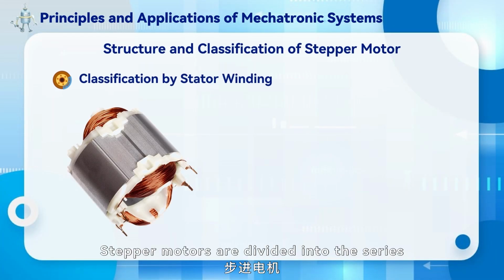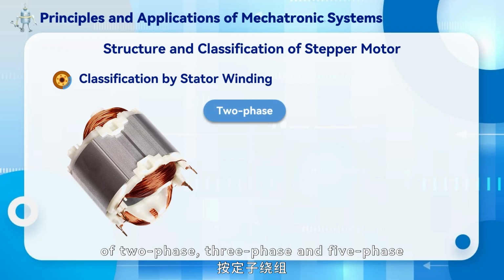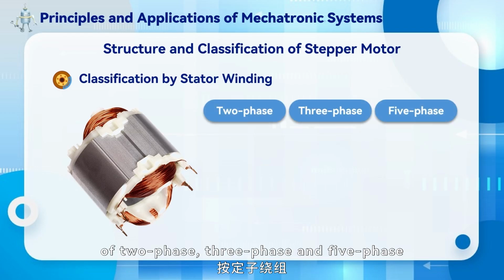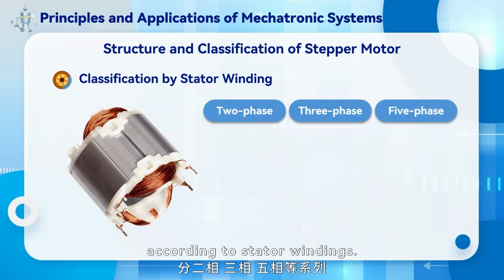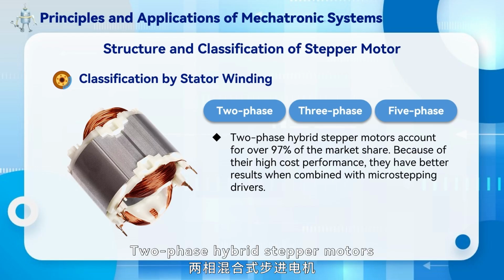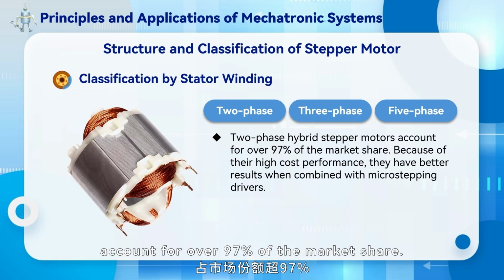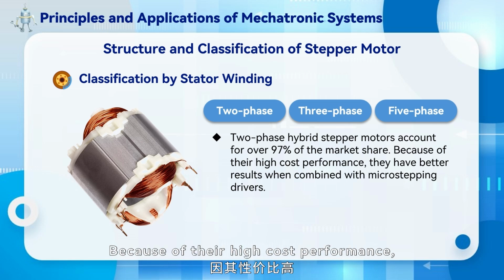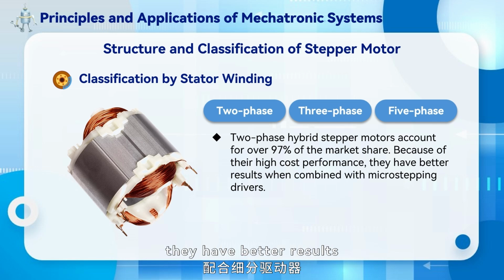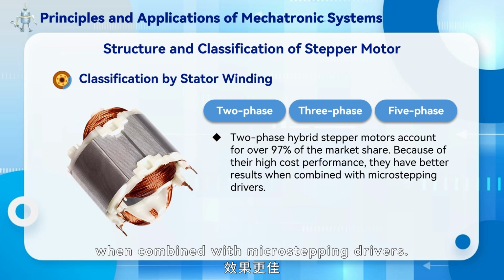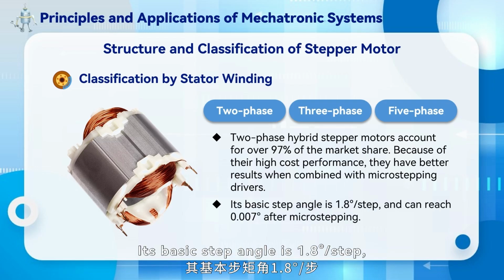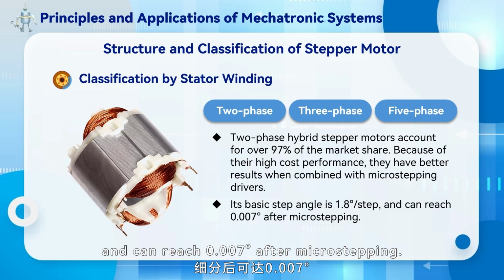Stepper motors are divided into the series of 2-phase, 3-phase and 5-phase, according to stator windings. 2-phase hybrid stepper motors account for over 97% of the market share, because of their high cost performance, and they have better results when combined with micro-stepping drivers. Its basic step angle is 1.8 degrees per step and can reach 0.007 degrees after micro-stepping.